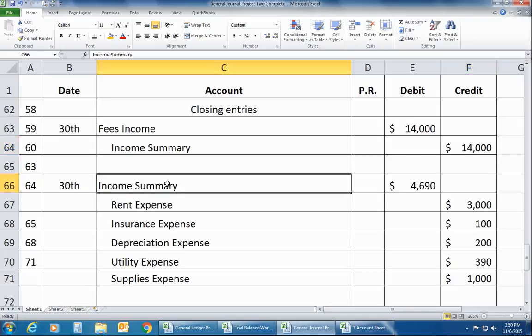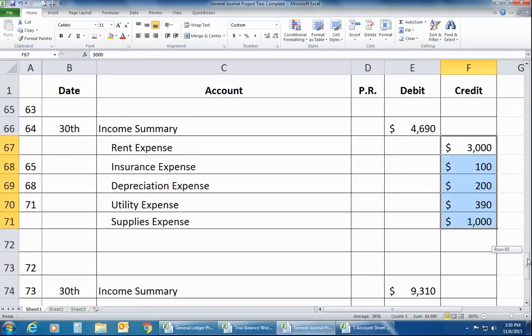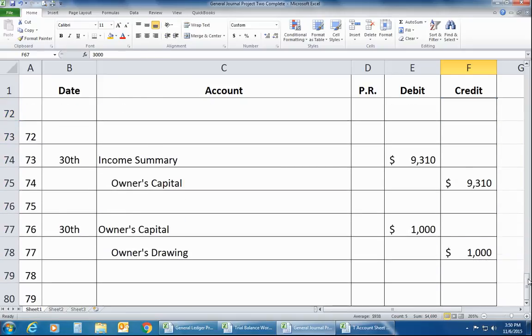The next entry is what we call a compound entry. This is where we have one debit entry that gives us an entry of $4,690. And then at the same time we have several credit entries. In this case, all of our expenses are going to be zeroed out at the exact same time. Now we have that balance that was in the income summary account, and we've got to deal with that. So we had a credit balance, so what we're going to do is debit income summary for $9,310 and credit the owner's capital account for $9,310. That's what's going to increase the balance of that account.